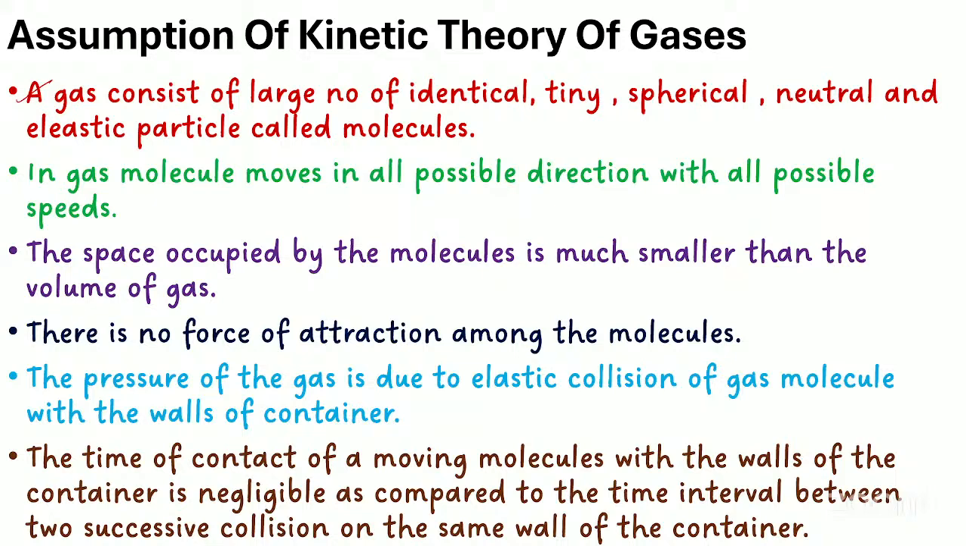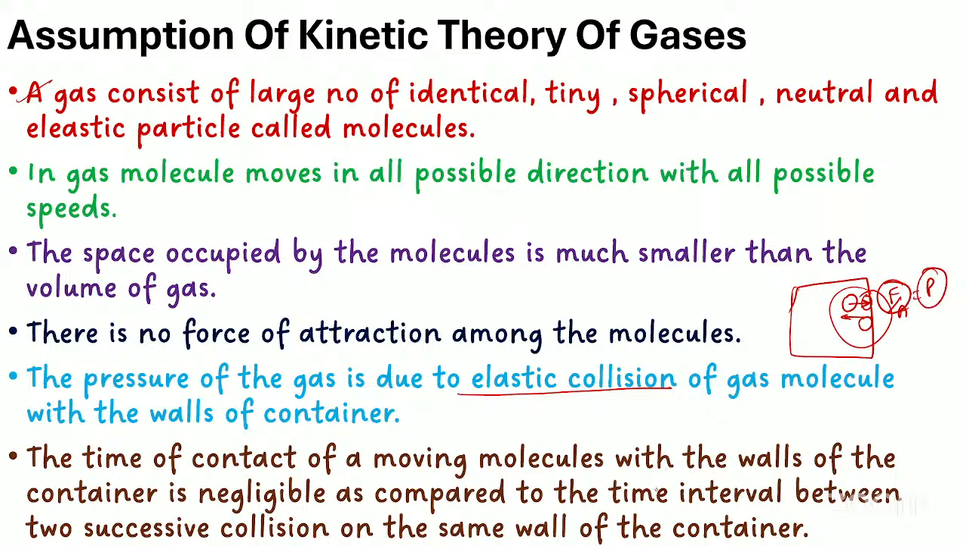The pressure of the gas is due to elastic collision of gas molecules with the walls of the container. The pressure definition we have studied is force per unit area. That force comes when a molecule hits the wall and moves back. In this collision it exerts force on the wall of the container, and this force per unit area is nothing but the pressure. Got it?